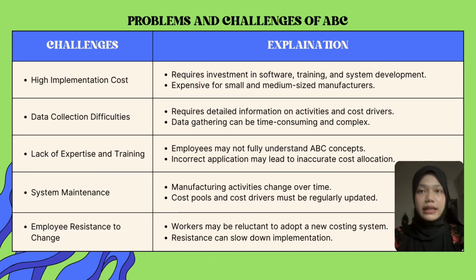Now, I will discuss the problems and challenges of implementing activity-based costing or ABC in manufacturing industries. The first challenge is high implementation costs. Companies need to invest in software, employee training, and system development to establish an ABC system. This can be expensive, especially for small and medium-sized manufacturing firms.